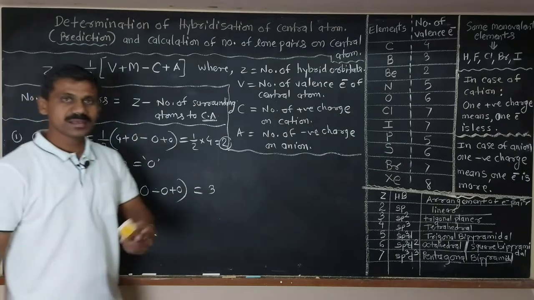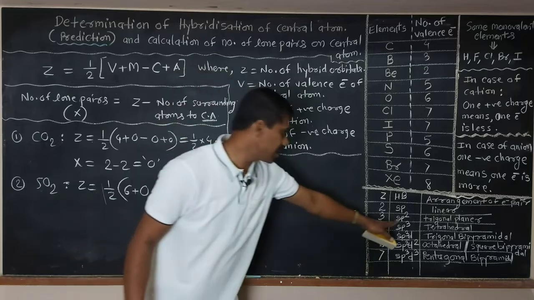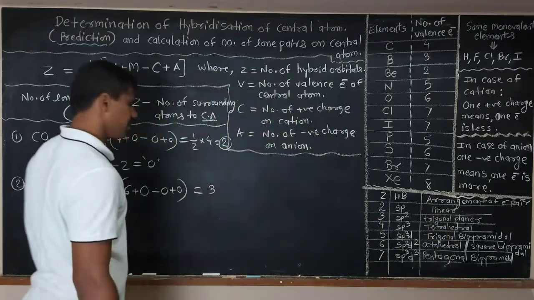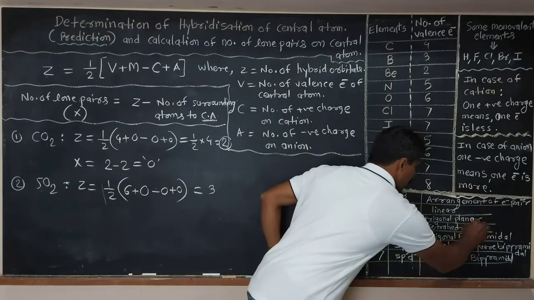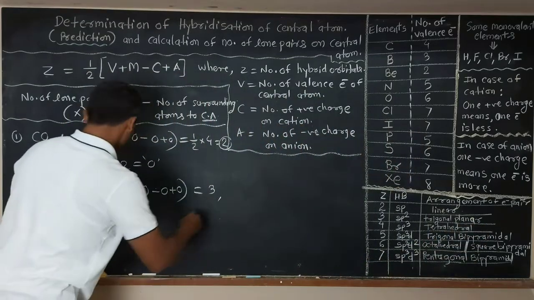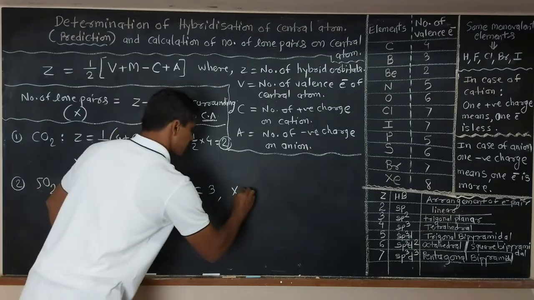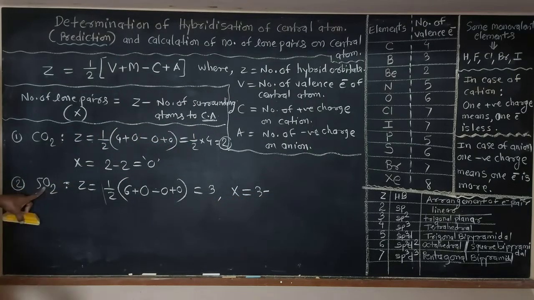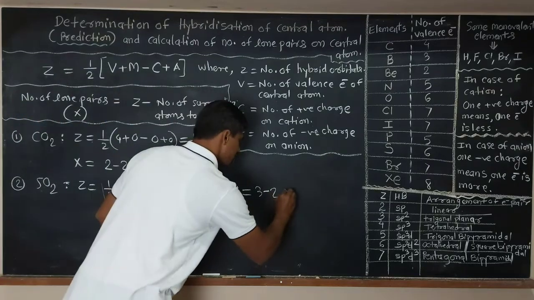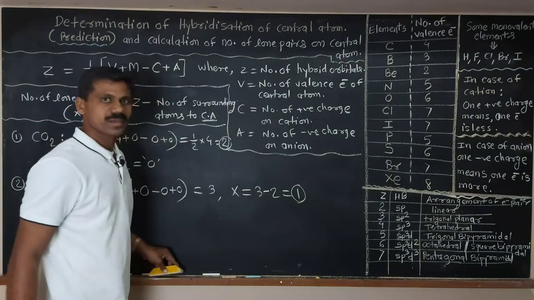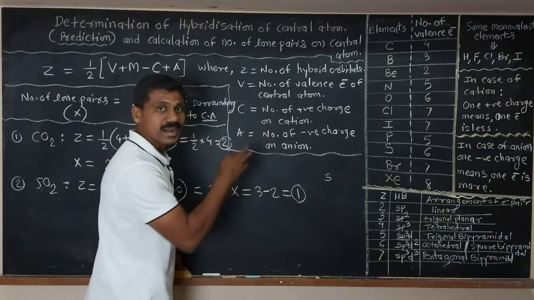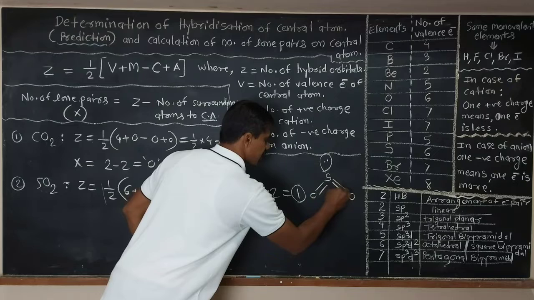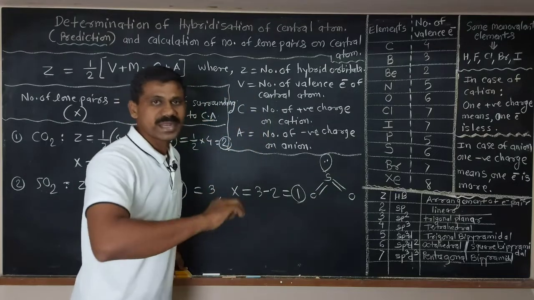3 means the electron pairs are arranged in a trigonal planar manner. Then the number of lone pairs we consider as x: 3 minus 2, since 2 are the surrounding atoms, so x is equal to 1. 1 is the lone pair. Then the central element sulfur is trigonal planar, with oxygen, that is the lone pair, and these are the extra bonds to complete the octet of the central atom.